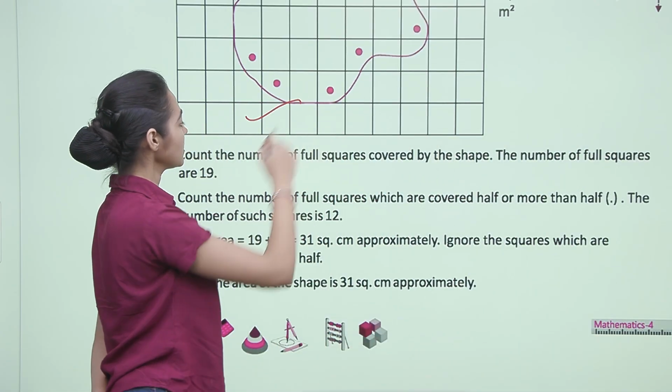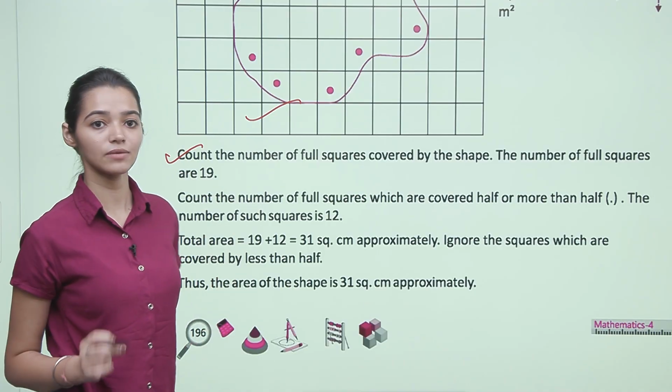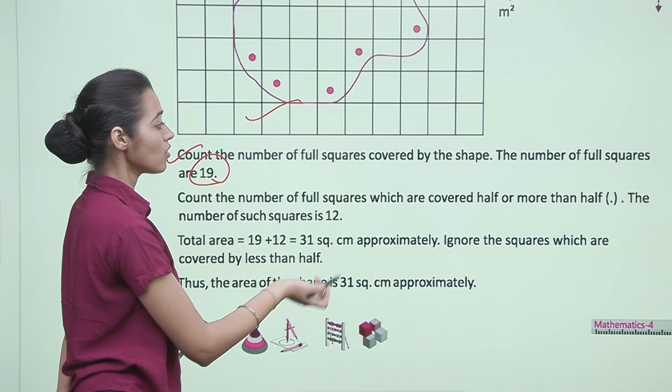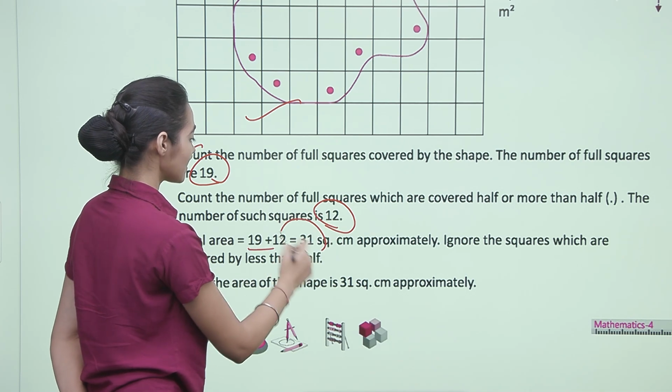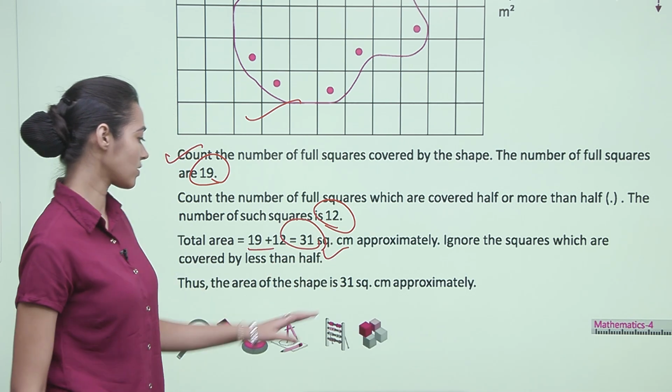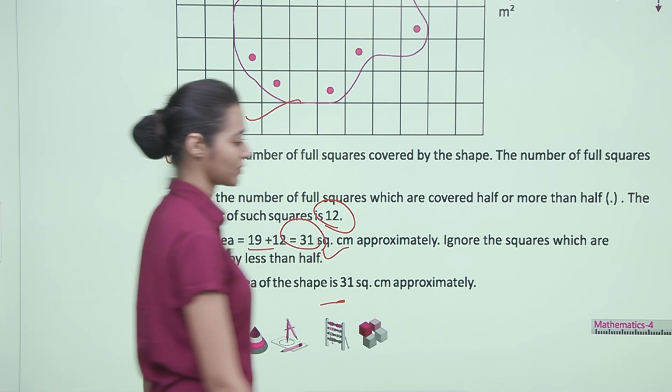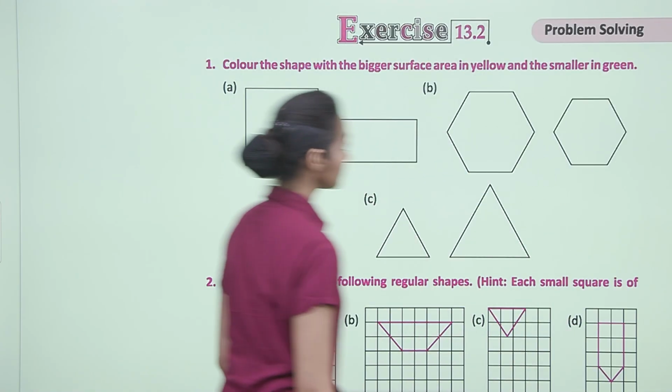So here after measuring this, we will count the number of full squares. The number of full squares is 19. Number of squares more than half or half, that is 12. So 19 plus 12, that is 31 square centimeter approximately is the area of this shape.